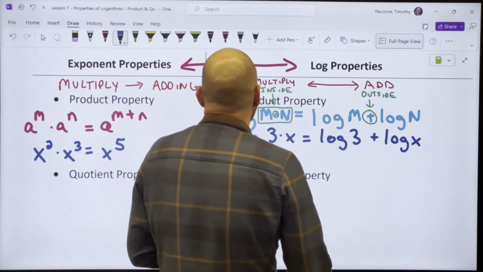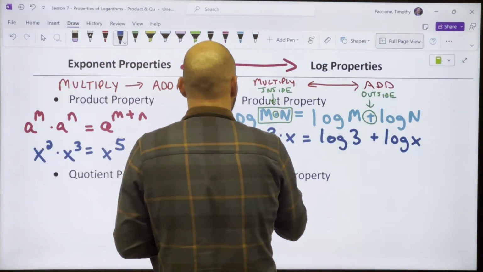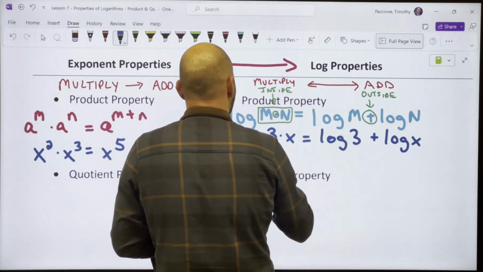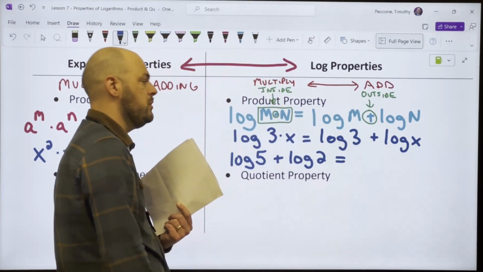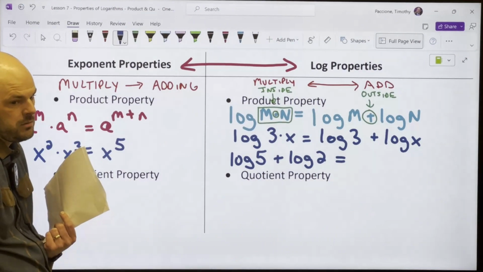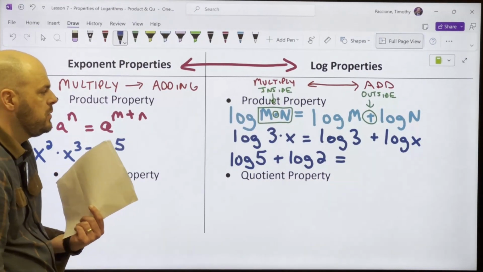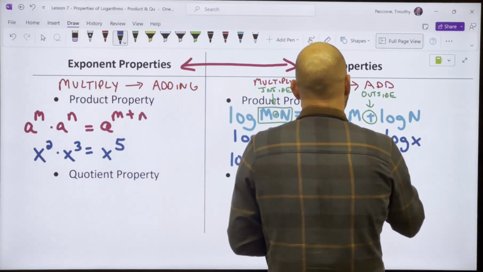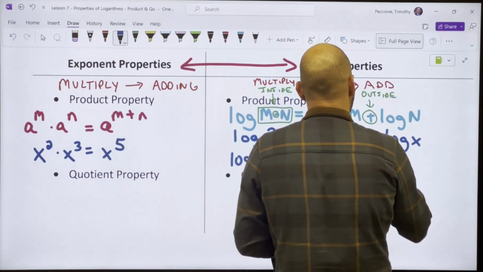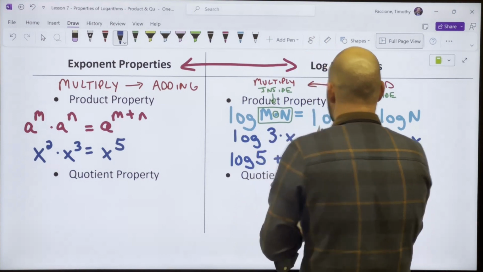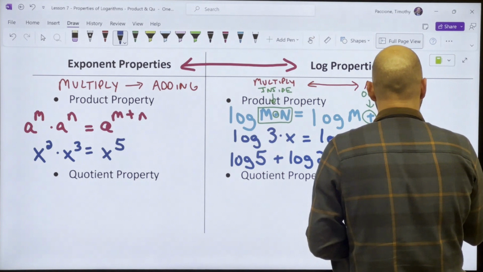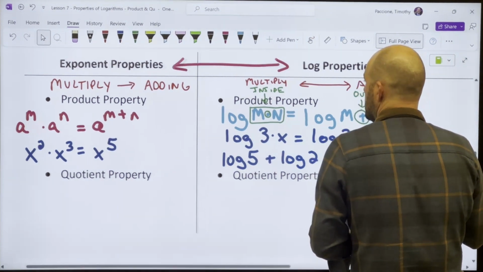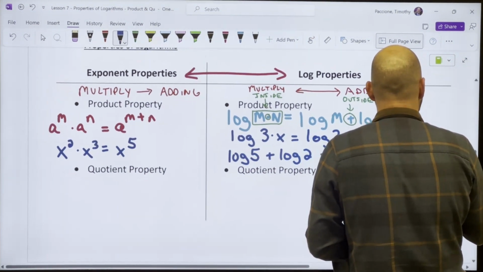You could say, well, I have log of 5 plus log of 2. Now, does anybody here know log of 5 or log of 2 by heart? No, I don't. Let's see what happens when we bring it together. This becomes log of what? If I'm adding on the outside, I do what on the inside? Multiply. So it's 5 times 2, which is what? So this is really log of 10.